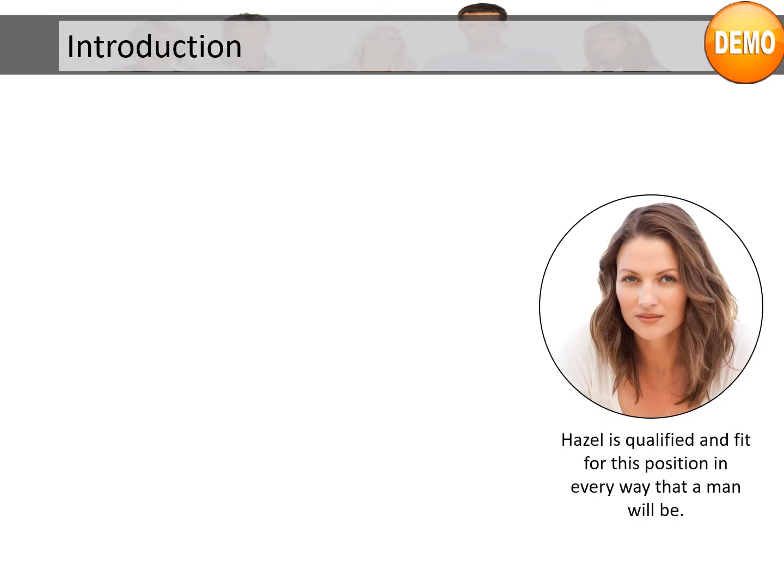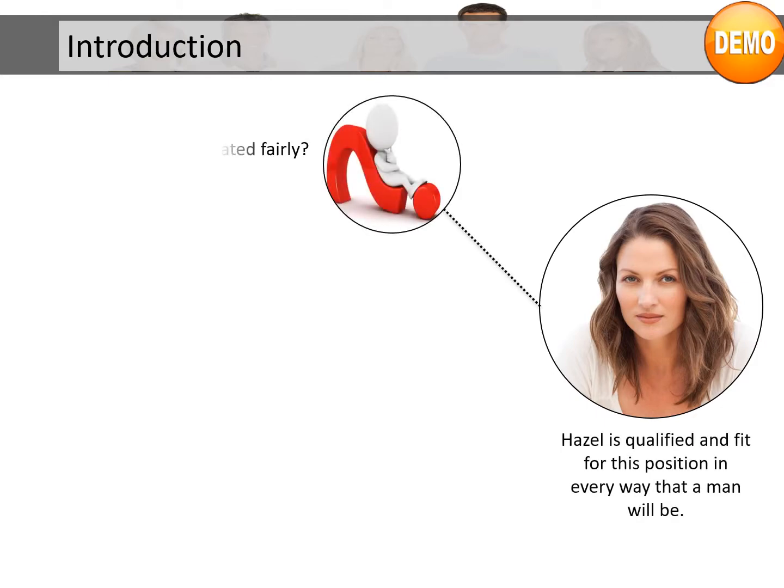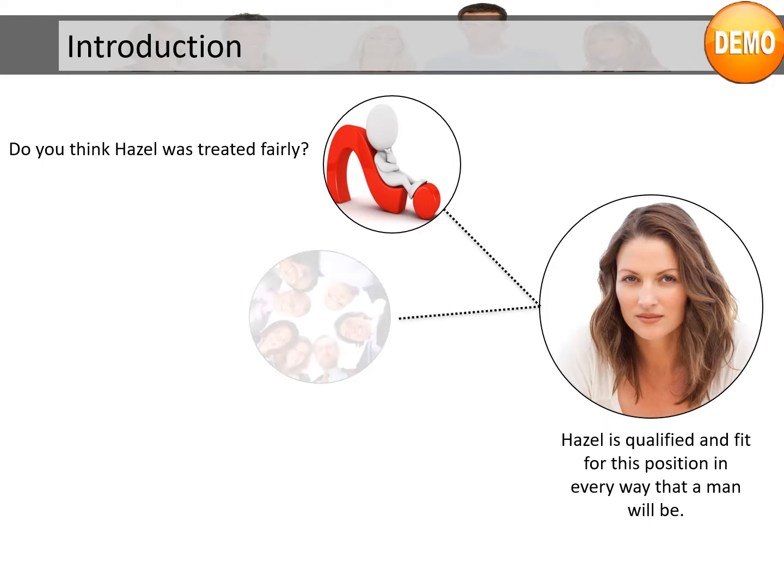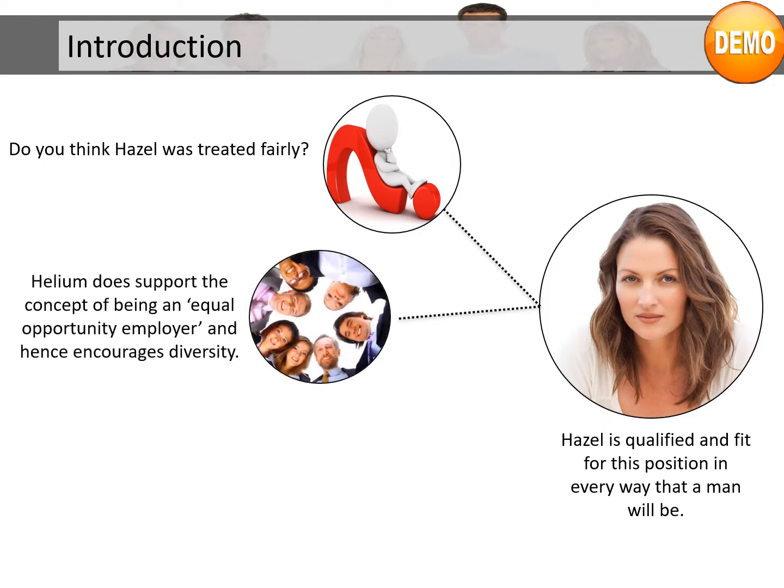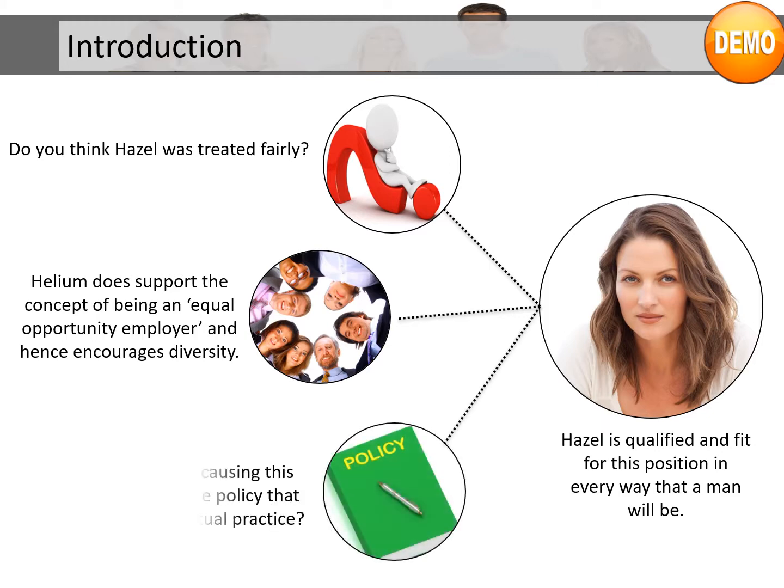Hazel is qualified and fit for this position in every way that a man would be. Do you think Hazel was treated fairly? Helium does support the concept of being an equal opportunity employer and hence encourages diversity. Then, what exactly is causing this difference between the policy that exists in theory and actual practice?